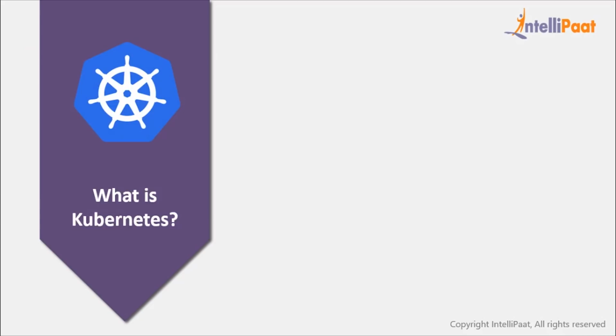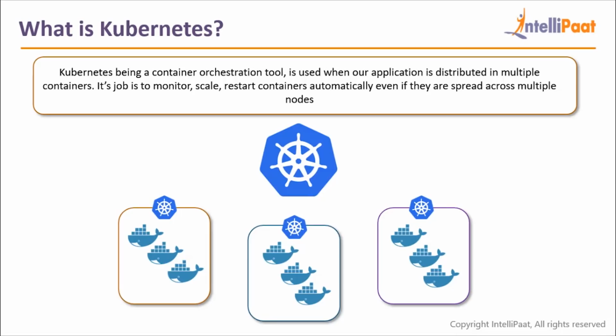So what is Kubernetes? I think we have discussed most of it, but Kubernetes is nothing but a container orchestration tool which is used by our application to monitor or orchestrate multiple containers. The kind of features that it gives us is monitoring. It helps us monitor containers. It helps us scale containers. It also helps us restart containers if any of them fails. And this all happens automatically. There is no manual intervention required for this, right? And this is what Kubernetes is all about.